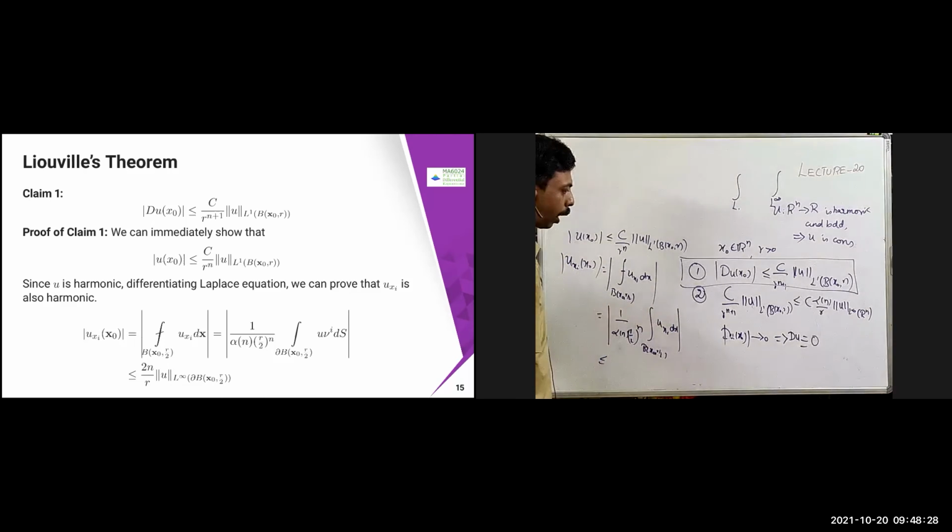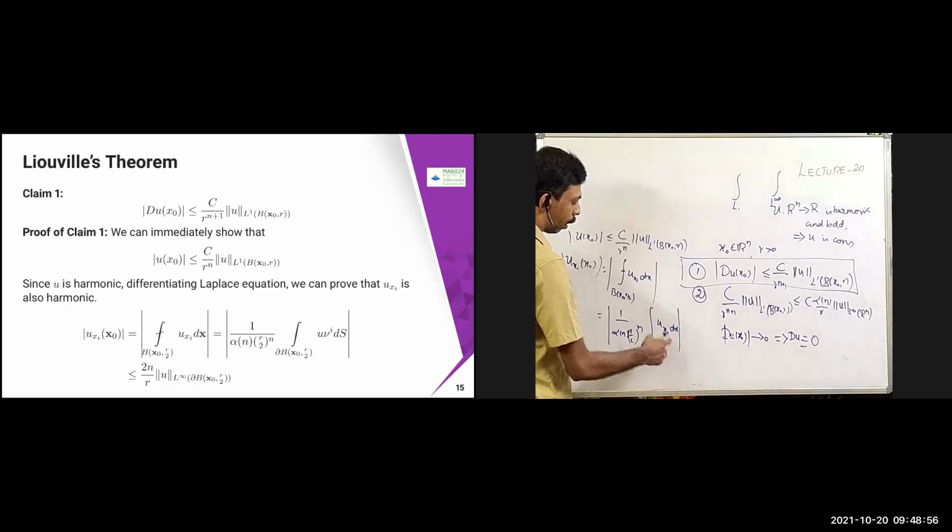I'm just going to apply the definition again. This is going to become 2 alpha n, since we have B of x naught comma r by 2. Apply the definition of this ball to get the radius. So you are going to get 2n by r, times the L1 norm of u over B of x naught comma r by 2.